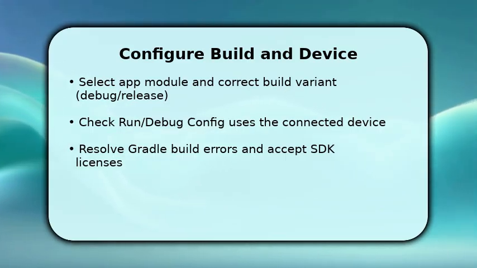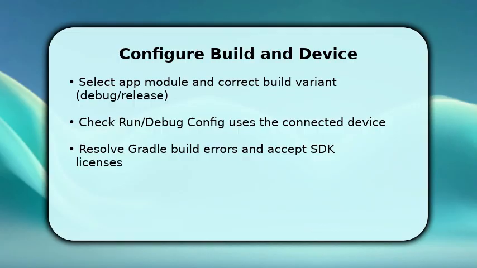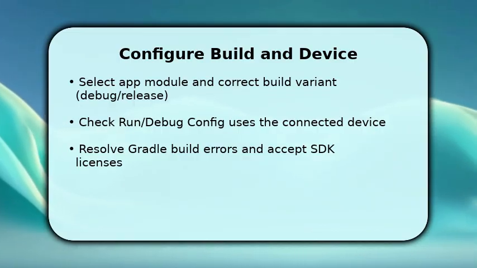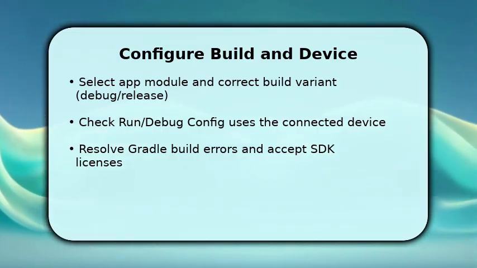Sync and build the project. Address Gradle errors by installing missing SDK components or accepting licenses in the SDK manager. Once the build succeeds, Android Studio will prepare an APK, and ADB will be ready to push it to your phone.